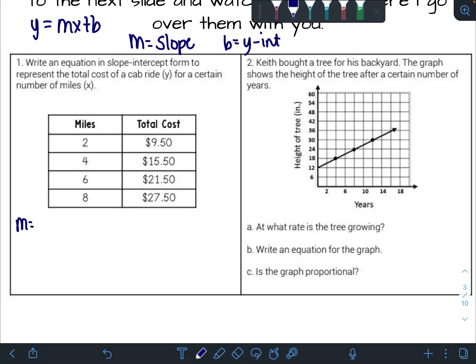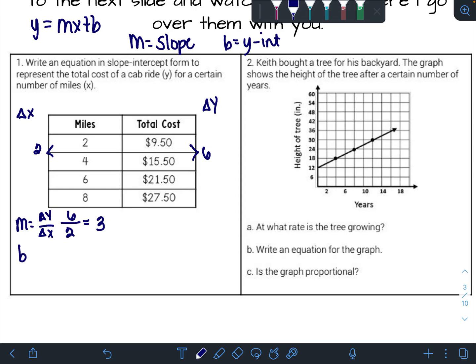Now, whenever I'm trying to find my slope, obviously I have this table here. To find my slope, I have to do that change in y over change in x. This would be my change in y over here. This would be my change in x over here. So I would find the difference between these two. Basically, you can do 1550 minus 950, and that gives me a difference of 6. So my change in y is 6. To go from 2 to 4, I change by 2. So I know that my rate of change, my slope, would be 3.